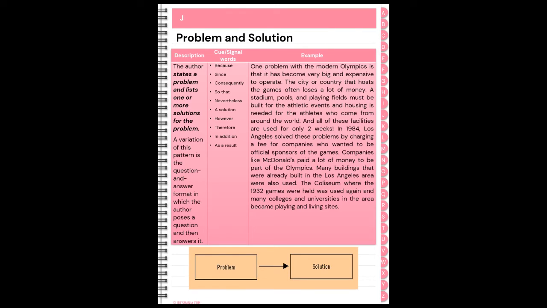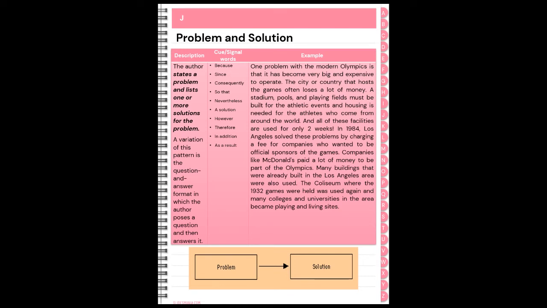Lastly, problem and solution. The author states a problem and lists one or more solutions for the problem. A variation of this pattern is question and answer format in which the author poses a question and then answers it. Signal words: because, since, consequently, so that, nevertheless, a solution, however, therefore, in addition, as a result.